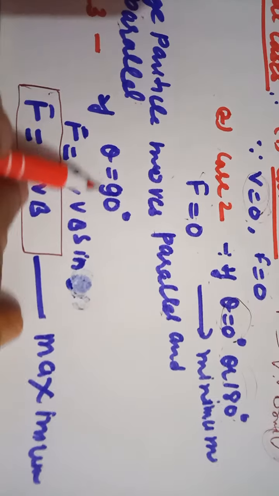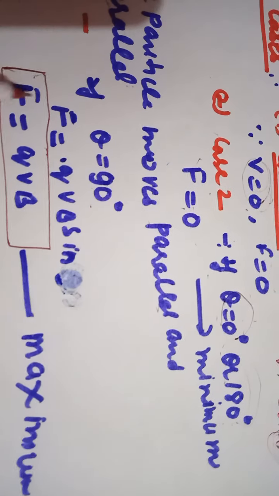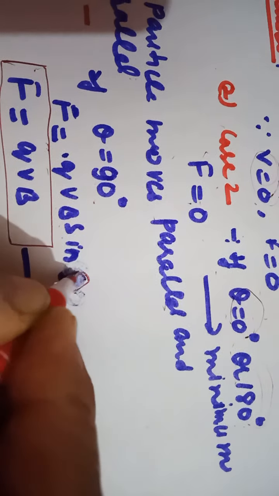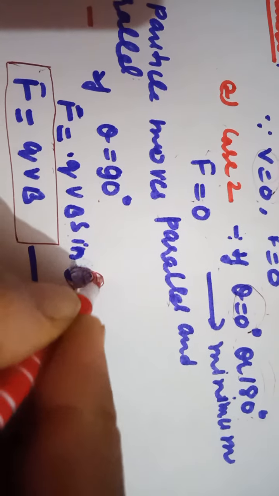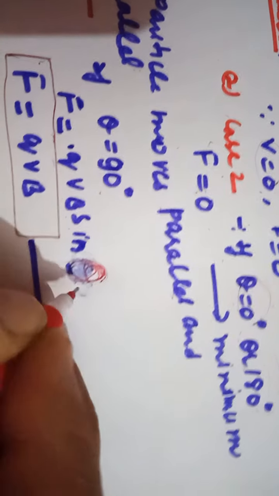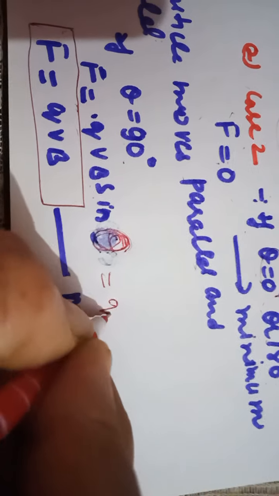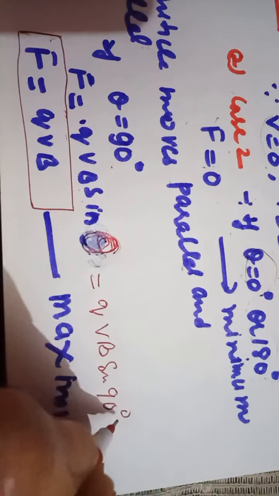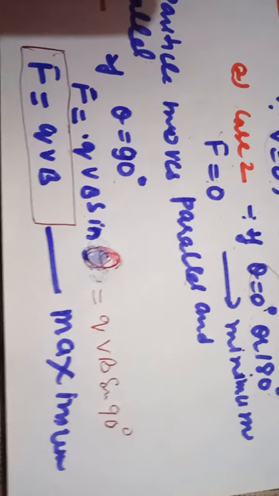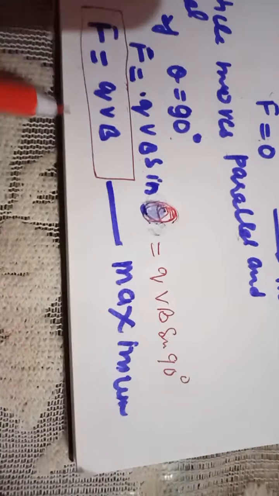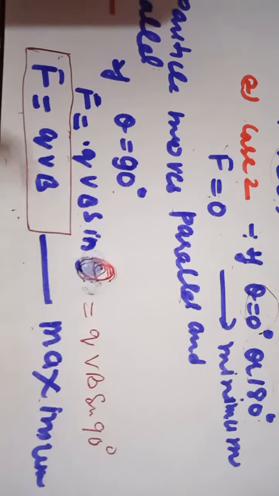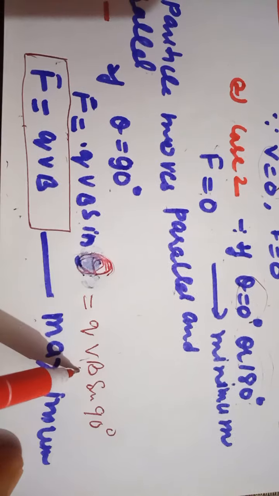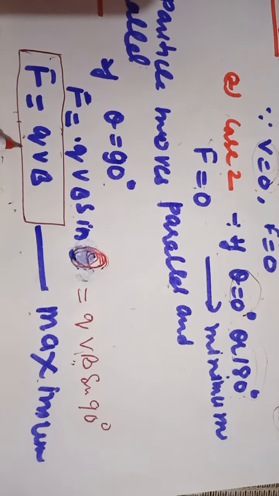Now case 3, if theta is equal to 90 degrees, then F is equal to QVB sin theta. If you substitute QVB sin 90 degrees, sin 90 has the value 1, so you get F is equal to QVB. This is the maximum value of the force, meaning in this condition the charge particle moves with the maximum force in the magnetic field.